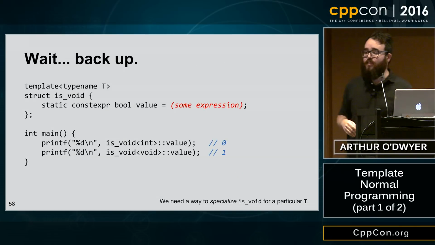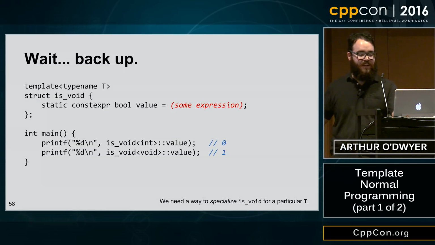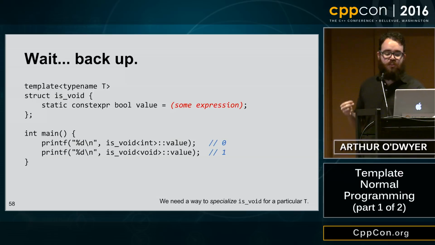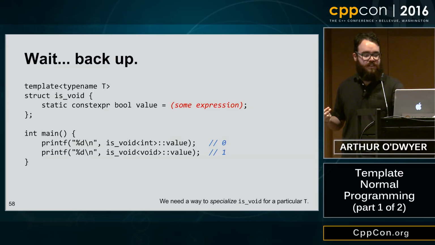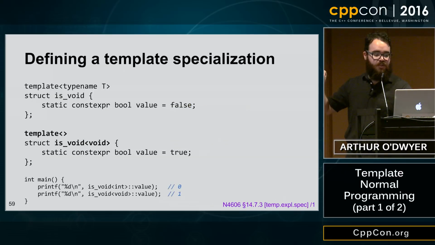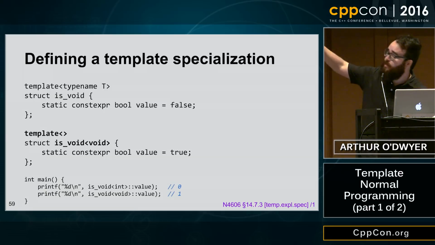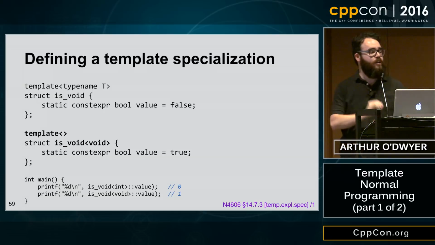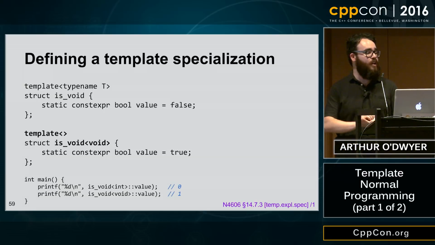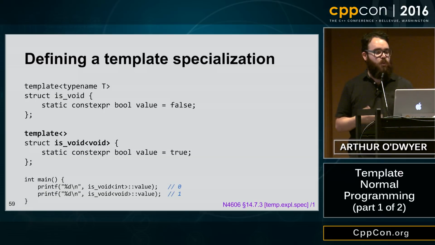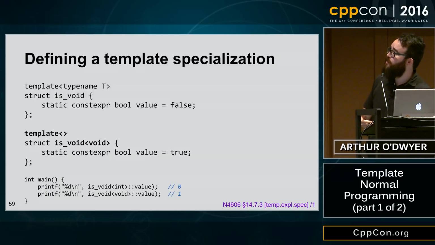All right, so let's talk about the sum expression, which gets back to your question from way earlier of what kind of thing can we put in the sub expression. Well, we need a way to specialize the template, this primary template, for a particular t. Here's how you define a template specialization. So we've got the primary template up there at the top, and that's a cookie cutter to stamp out is void of foo for any foo. But suppose we want it to be different for one of the cookies. We have one special cookie that's void.